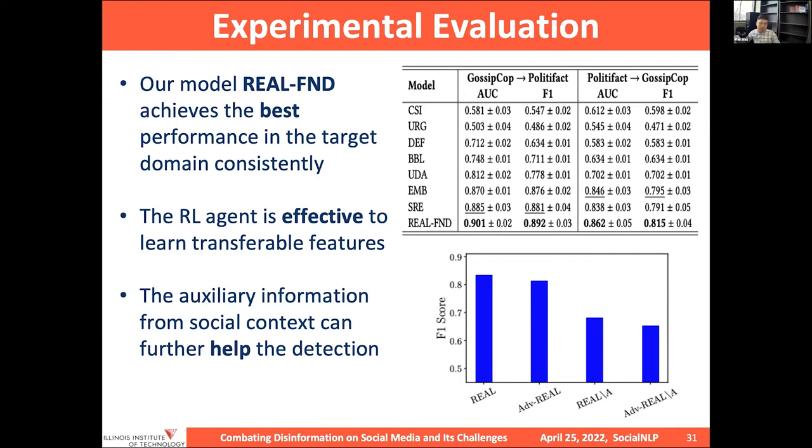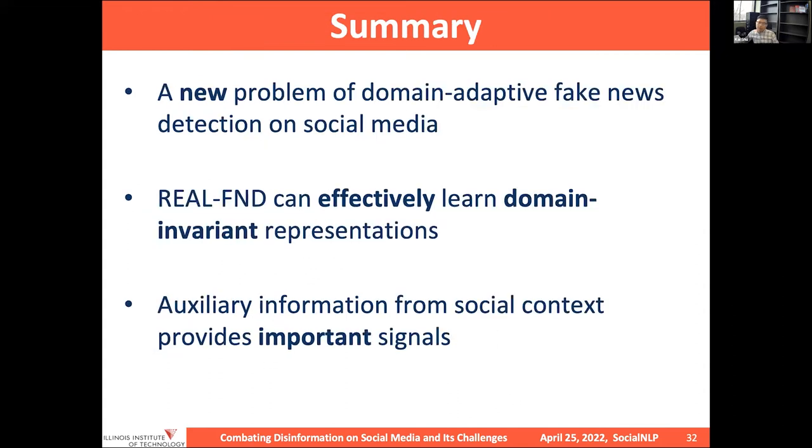And we also show that auxiliary information such as comments is helpful to detect fake news, which is also shown in some earlier work. Okay. So to summarize this piece of work, we study a domain adaptive fake news detection problem on social media. And the proposed model, which uses reinforcement learning for domain adaptation, is effective at learning these domain invariant representations. And auxiliary information from social context is helpful, okay?